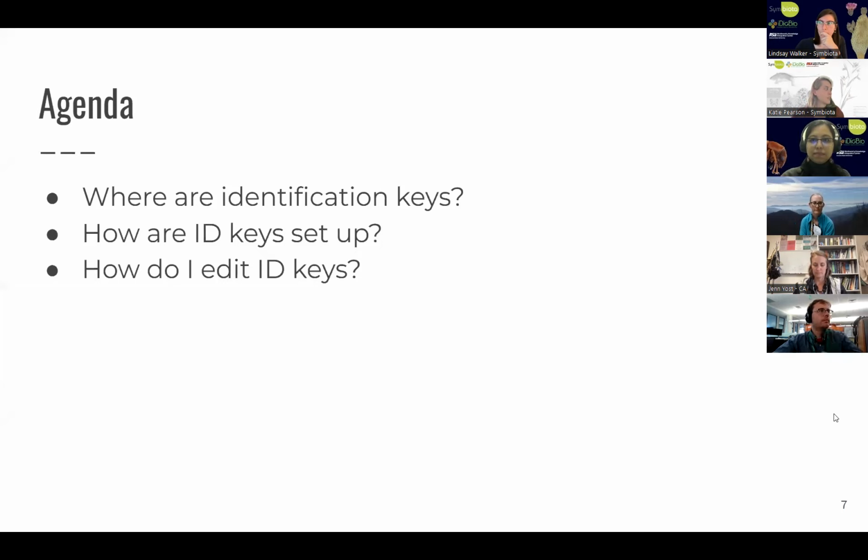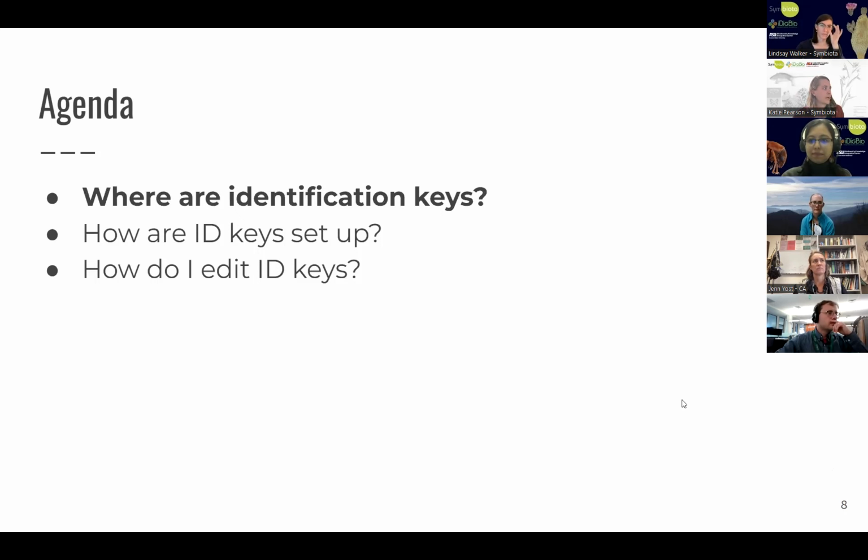So first of all, I'm going to talk about where identification keys are and how you set them up and edit them. Pretty simple and straightforward. And those are the same pages that you will see in the Symbiota docs too. As I go, feel free to raise your Zoom hand and ask any questions you might have. If there's anything that was unclear or you want me to walk back through some steps, totally good. We can take questions at the end too, if you have extensive questions.